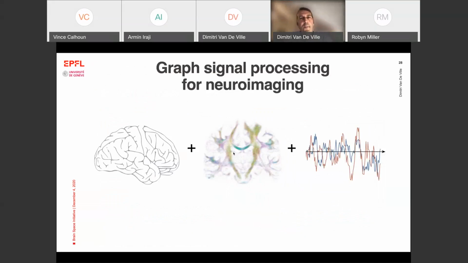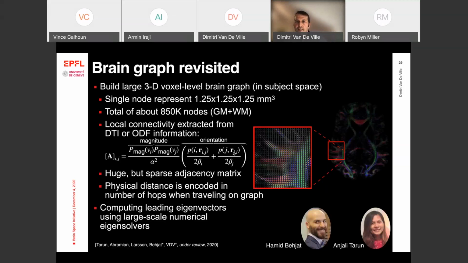Okay. So the next part of results will be on high-resolution brain graphs. This is work that is spearheaded by Hamid Bejat and Anjali Tarun. Hamid is a collaborator at Lund and currently a postdoc at Harvard. And Anjali Tarun recently finished her PhD in the lab and will actually, in 2 weeks, have her public PhD defense. So the idea here was to build up a very high-resolution brain graph.